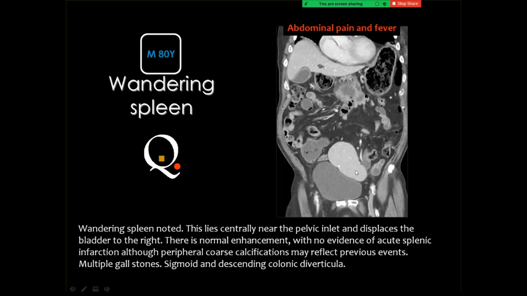But please put in your mind that wandering spleen is liable for ischemic changes because of the torsion of its vascular pedicle.